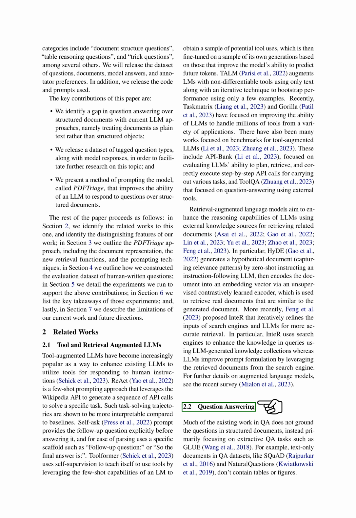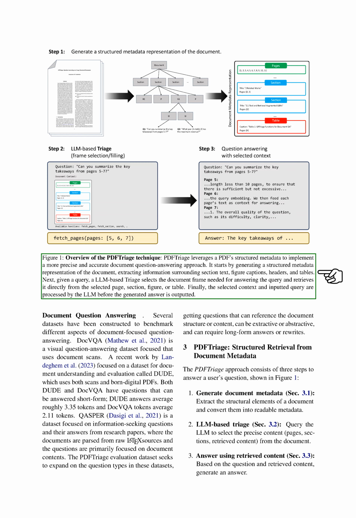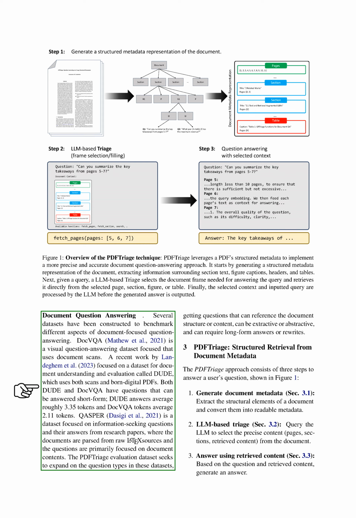Let's talk about document question answering. There are several datasets that have been created to measure different aspects of this type of QA. One of these is DocVQA, a visual QA dataset that uses scanned documents. Another recent study introduced a dataset called DUDE, which is used for understanding and evaluating documents. DUDE uses both scanned and digitally created PDFs. Both DUDE and DocVQA have questions that can be answered in a short form. On average, DUDE answers are about 3.35 tokens long, and DocVQA answers are about 2.11 tokens long.